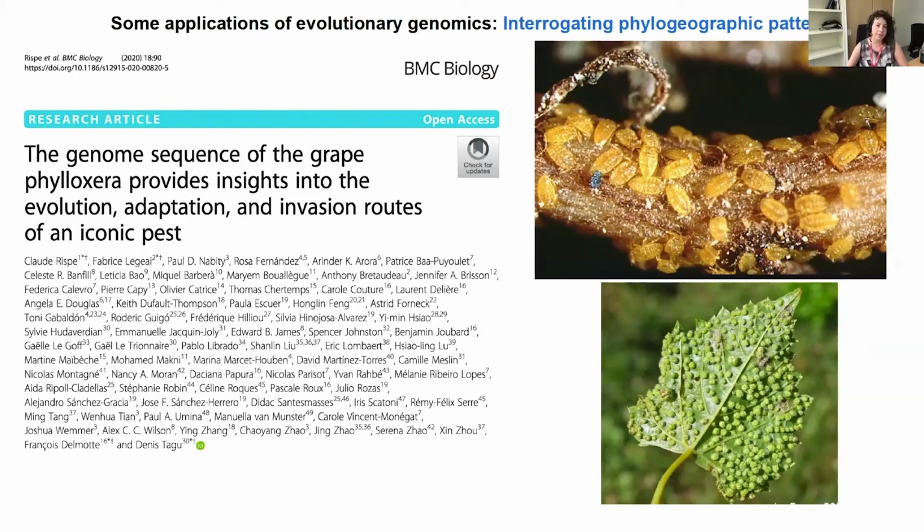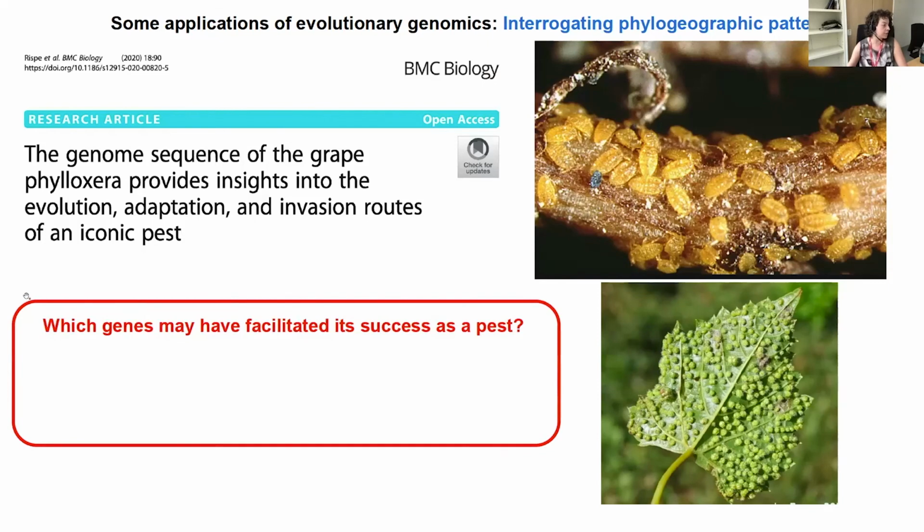And this one affects grapevines very badly. They affect the leaves, they affect the stems, they affect the roots. And what we did, we sequenced the genome because we wanted to learn first what kind of genes facilitated its success as a pest. We also wanted to know where it was in the Hemipteran tree of life, because we did not know if they were closely related to aphids or not, or where exactly they were.